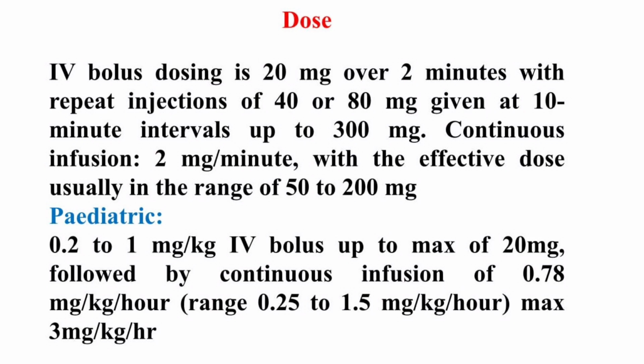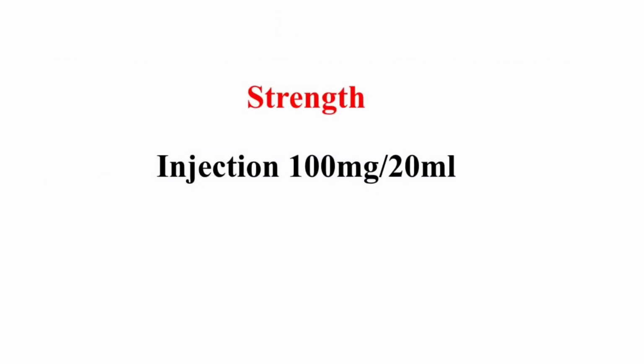Pediatric doses: 0.2 to 1 mg per kg IV bolus up to a maximum of 20 mg, followed by continuous infusion of 0.78 mg per kg per hour. Range 0.25 to 1.5 mg per kg per hour. Maximum 3 mg per kg per hour. Strength available in injection: 100 mg per 20 ml.